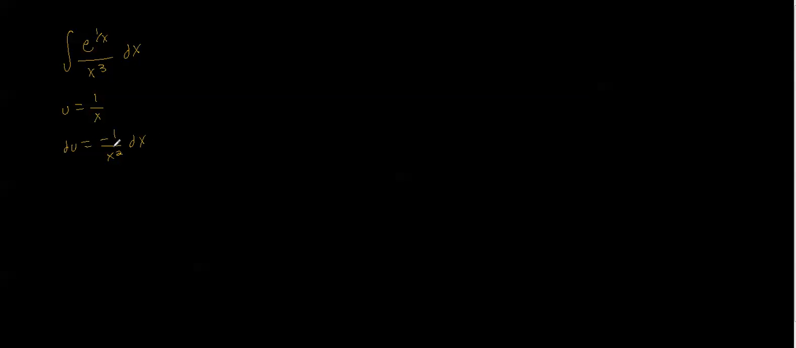Then from here, when we plug this back into this expression right here, we end up with the integral of negative e to the u times u du. When we factor out the negative, we get e to the u times u du. Now we can use integration by parts to solve this integral.